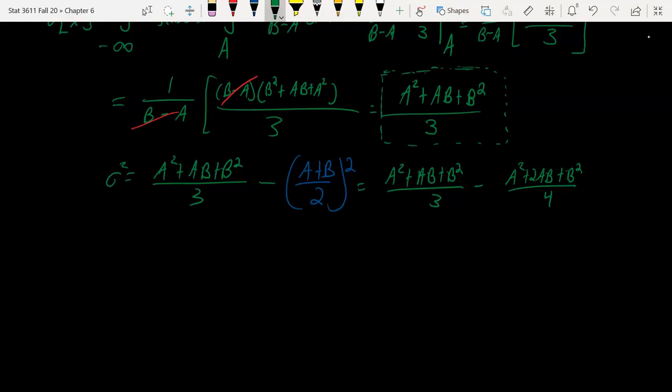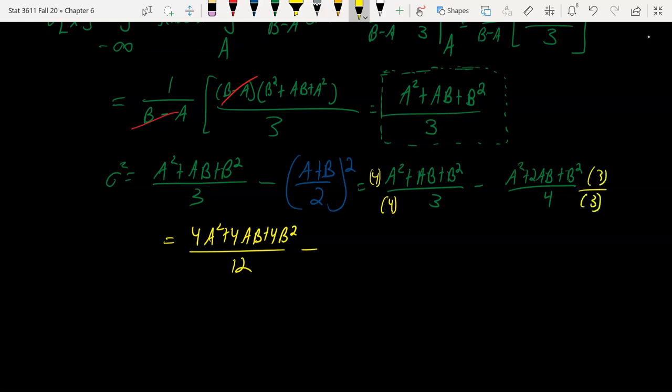And so what do I need to do to make this a 12 here? I'm going to have to multiply the first term by 4 on top and bottom. So I'm going to have 4a squared plus 4ab plus 4b squared. 4 times 3 is 12, then minus, we're going to multiply the second term by 3 over 3 to make that a 12. So then we're going to have 3a squared plus 6ab plus 3b squared, and then that's all over 12.